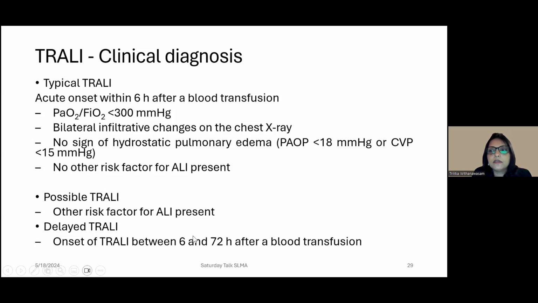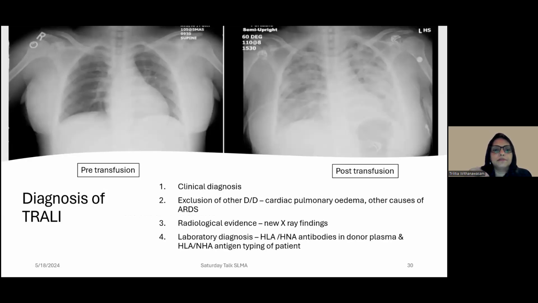Especially, the patient may present with the above symptoms and signs from 6 hours up to 72 hours after the blood transfusion. This would be the typical X-ray finding. This X-ray is pre-transfusion. This is post-transfusion. You can see the exaggeration of the lung shadows. So the exclusion of other differential diagnoses like cardiac pulmonary edema and ARDS is very important, and new findings should be established.